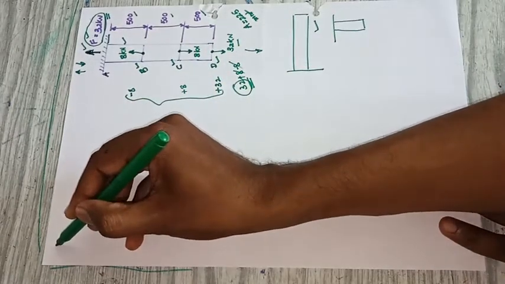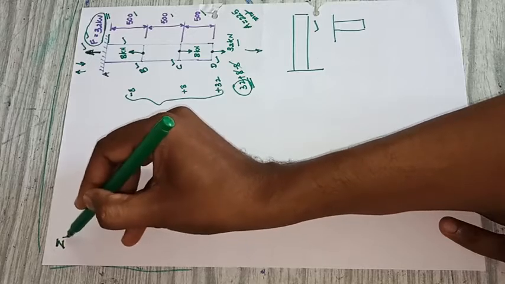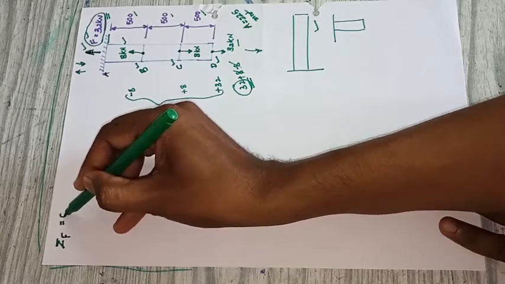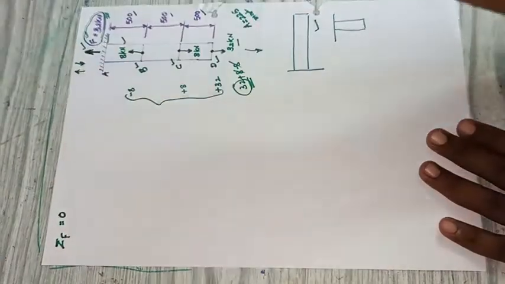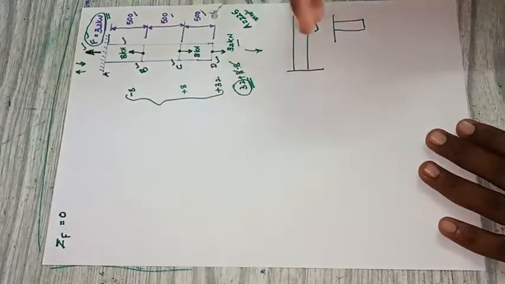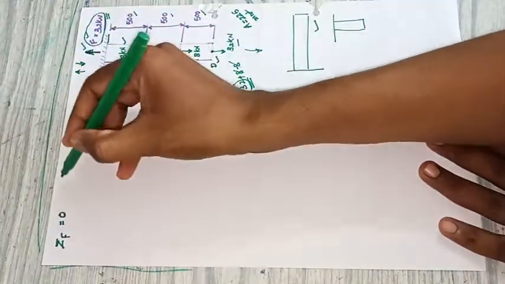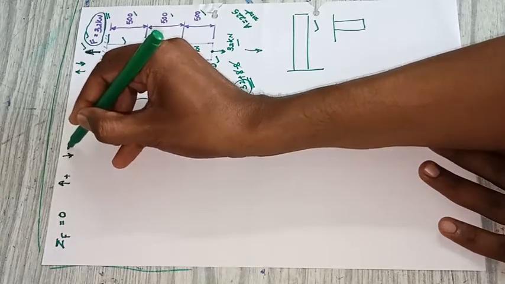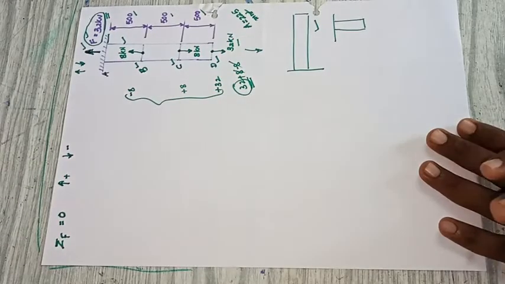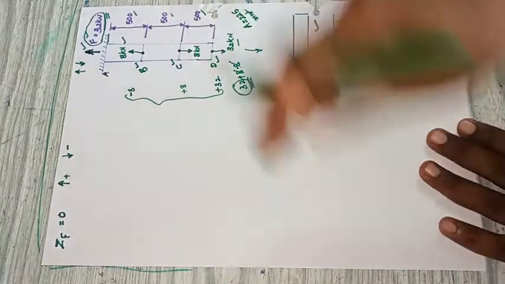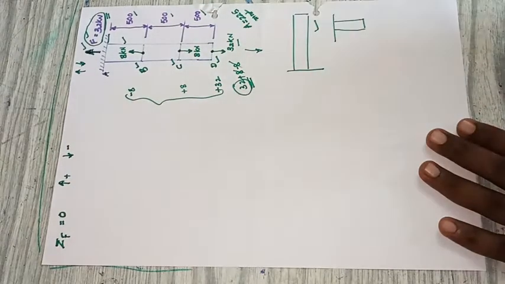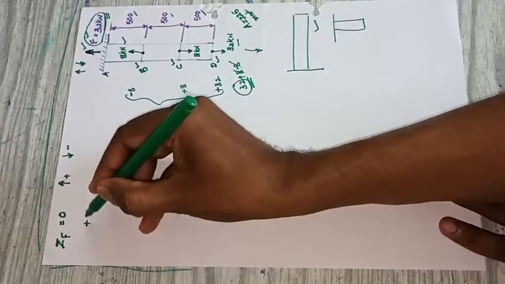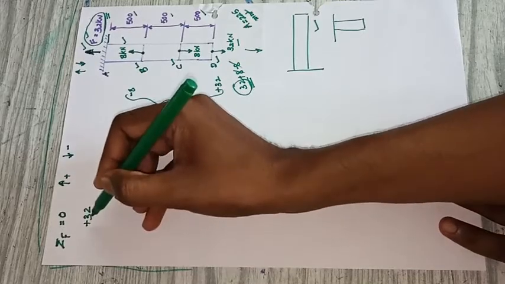I already told you in the last video that we have to make a summation of all the forces after taking the direction of the reaction force. The forces are acting upward and downward, so we have to take a sign convention: upward as positive, downward as negative. You can also change it: downward as positive, upward as negative. You will get the same answer. I already assigned the direction of the reaction force as upward, so that is positive.